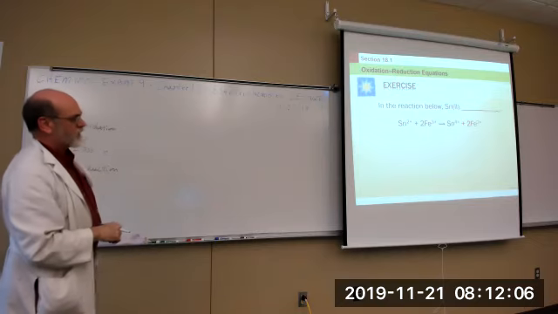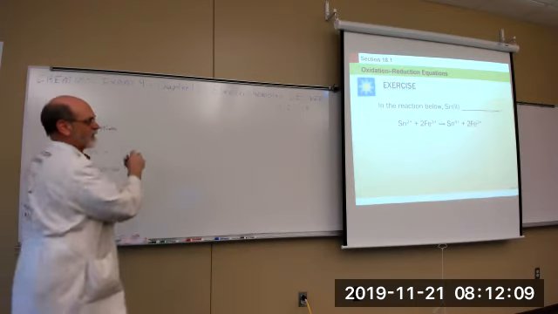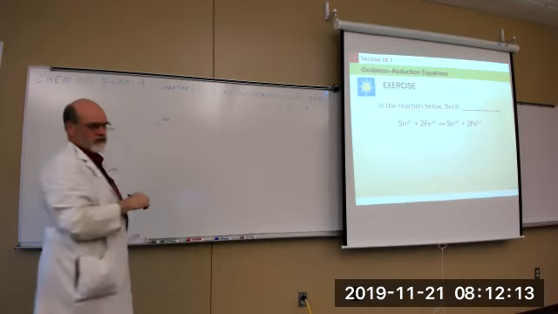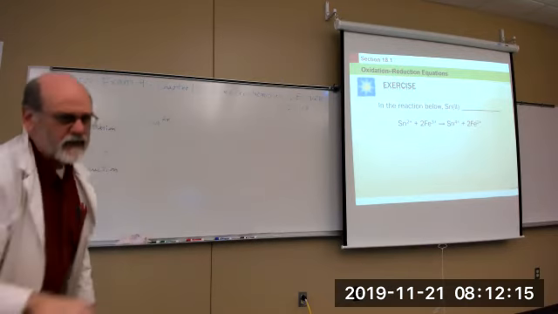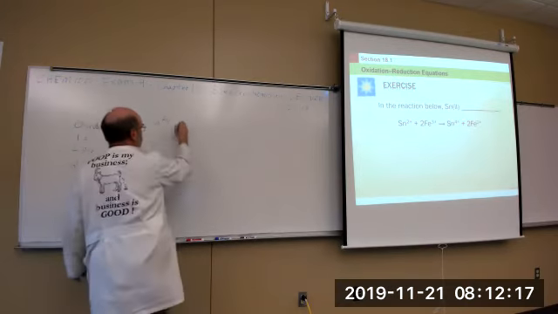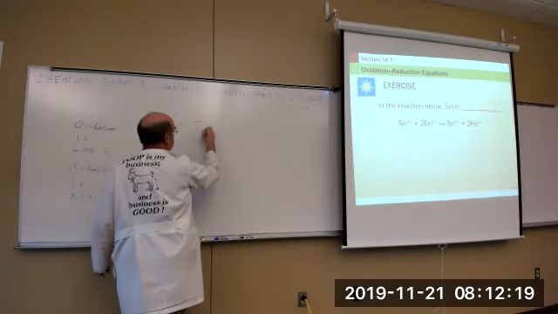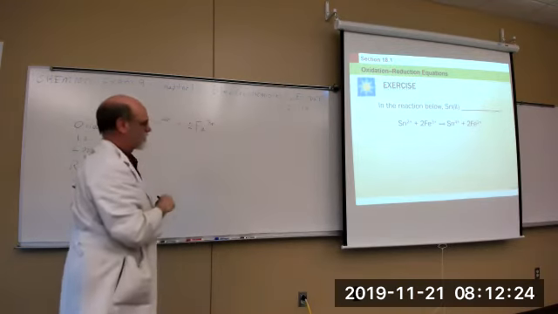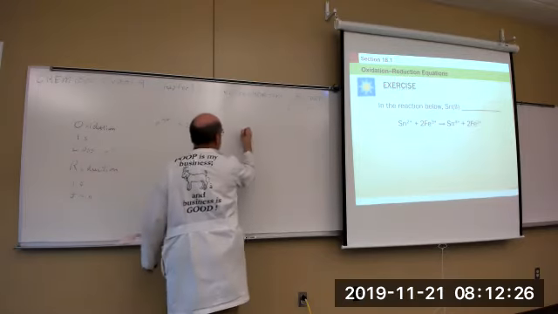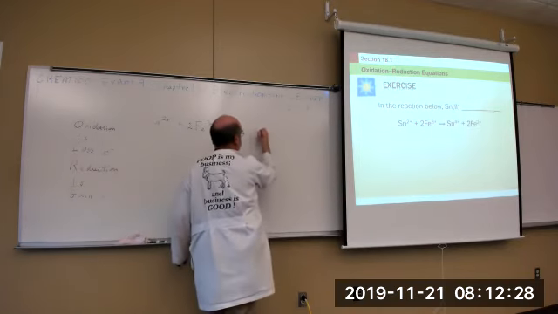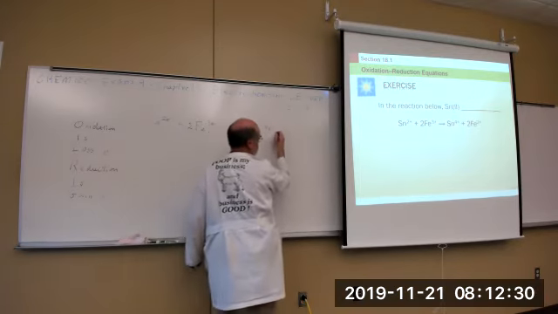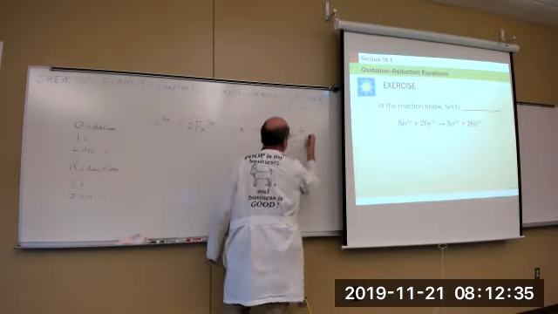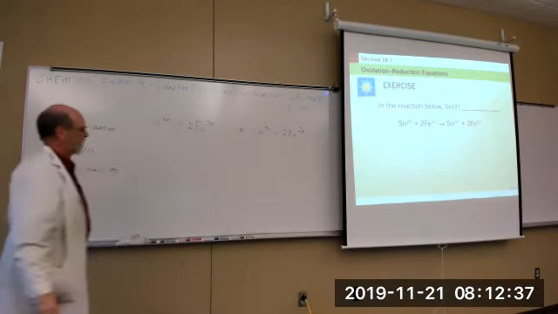So here we have Sn with a 2+ charge. That's showing up. And we have iron with a 3+ charge. Okay. And the products are Sn with a 4+ charge and iron with a 2+ charge. All right.